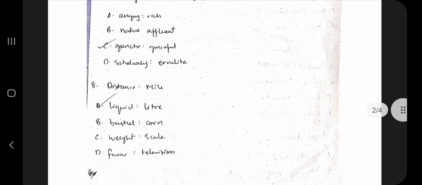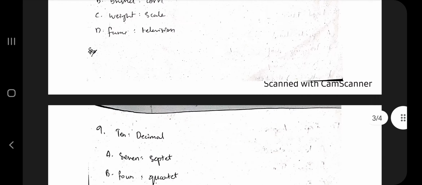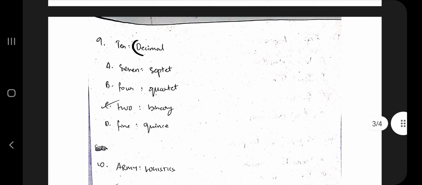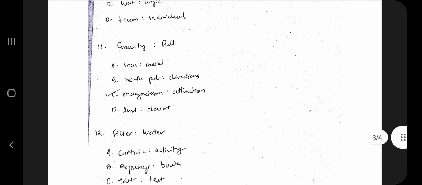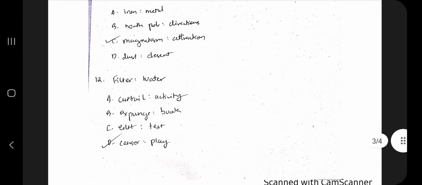Distance is to mile, distance's unit is mile, the unit of liquid is liter, so liquid is to liter. 10 is in decimal, so 2 is in binary. Army is to logistics, meaning the way of handling the army, and the way of handling the business is strategy, so business is to strategy. Gravity, what does gravity do? It pulls. So magnetism is to attraction, that's the correct answer.